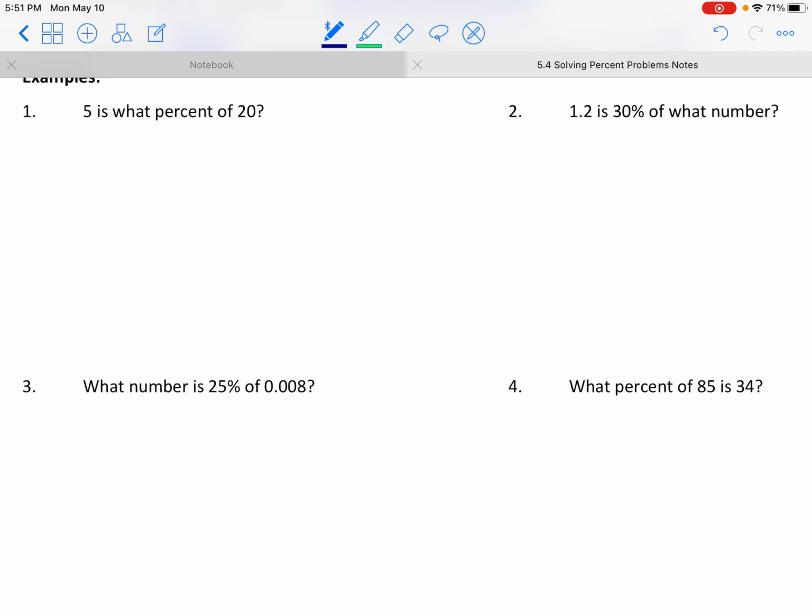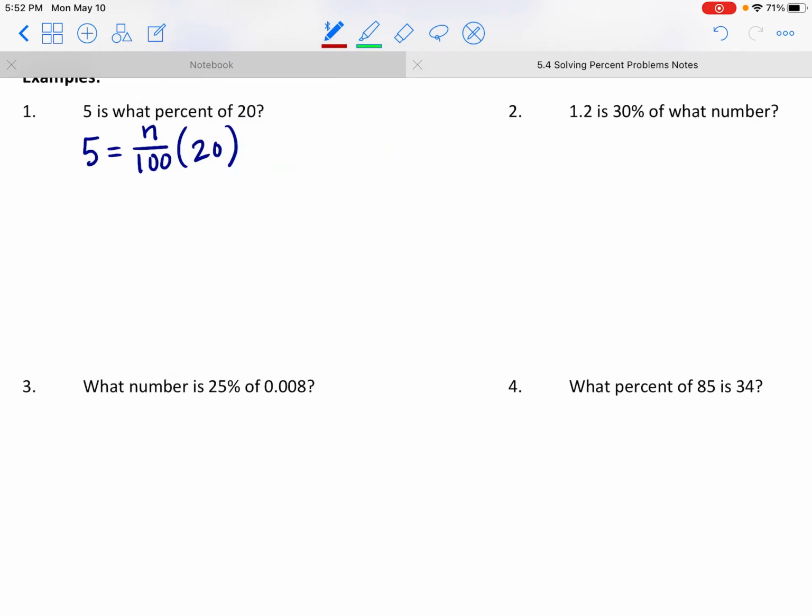The first one says 5. No translation there. Is our equal sign. What is our question? Percent means that gets divided by 100. Of means multiply by, and then 20. So there's our equation. Okay, not so bad.